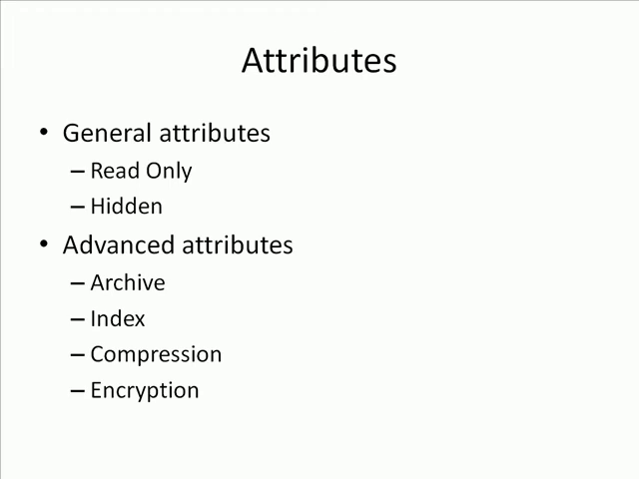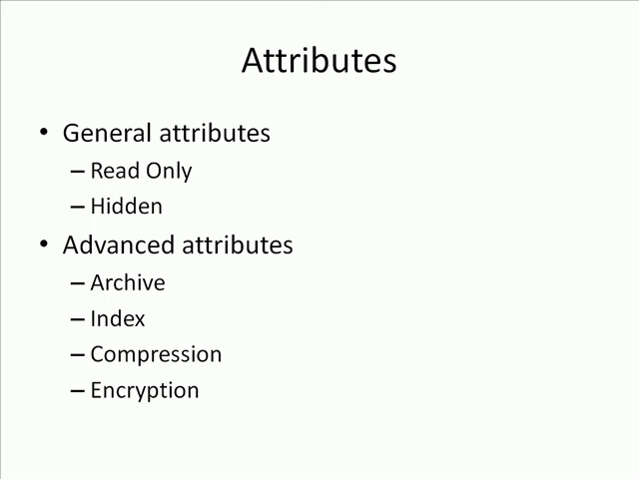The hidden attribute will tell the operating system to prevent the file or folder from being displayed during normal operation. There are 4 advanced attributes. The archive attribute is set by the operating system to indicate that a file or folder has changed since the last backup operation, thereby marking it as needing to be backed up. The index attribute is used by the operating system to allow very efficient search models. It speeds up the time for searches.